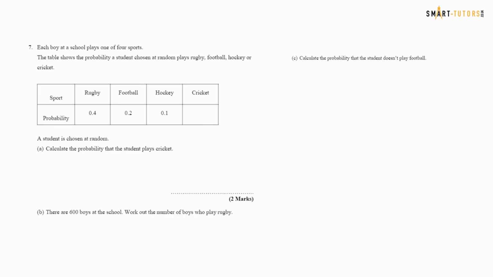Let's move on to question number 7. Each boy at a school plays one of 4 sports. The table is given. A student is chosen. Calculate the probability that the student plays cricket. If I put x here, x plus 0.7 equals 1, so x equals 1 minus 0.7, which is 0.3. That is the probability they are asking.